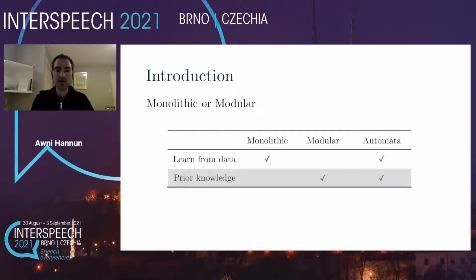So we'd like that. We'd like to retain the ability to encode prior knowledge into the system, while also having the ability to learn from data. And I believe automata offer us a path towards this.